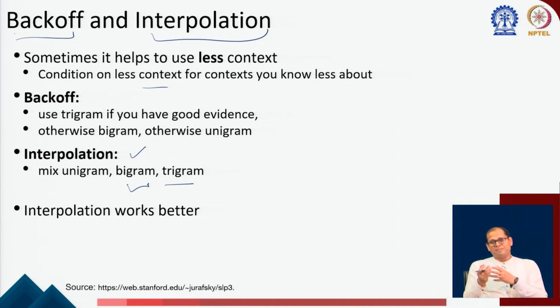Or you can do backoff. Backoff is that if you have good evidence, you use only the trigram. Otherwise, you back off to the bigram, meaning you don't have evidence for the trigram, so I'll just use the bigram in this case. And if I don't have evidence for the bigram, I'll go to the unigram. This is called backoff. Generally interpolation works better, but there are scenarios where you may have to use backoff.